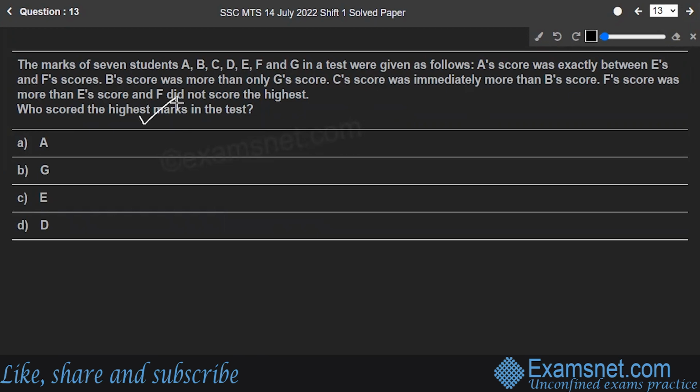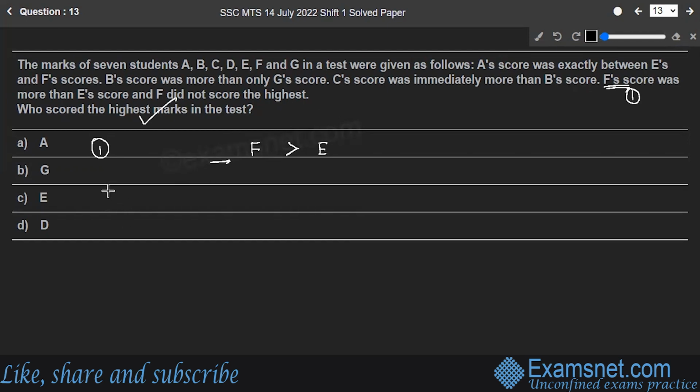We have to move step by step for this. The very first thing to be kept in mind is we have 7 students over here. So we will move one by one. First thing, it says F's score was more than E's score and F did not score the highest. So I have to write down F's score was more than E's score, and F did not score the highest. That means there are more people on the left hand side of F as well.